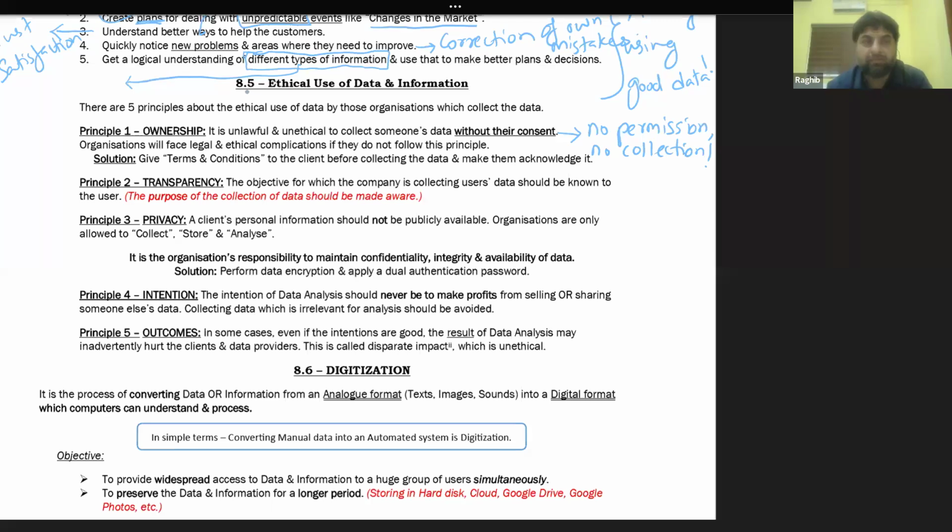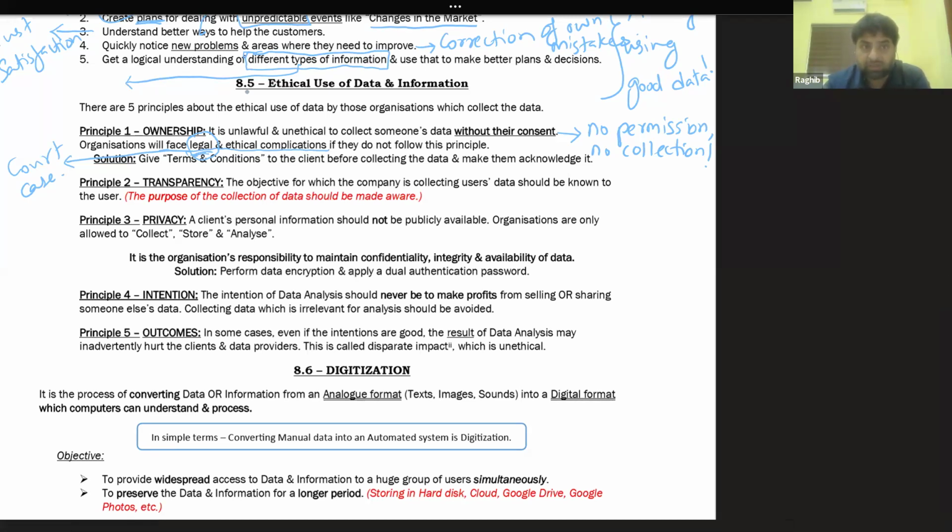So, as in the second line I have mentioned, organizations will face legal and ethical complications. Organizations are going to face the court. There can be court cases if you are trying to steal the data. That means if you take the data from someone without their permission, without telling them or even asking them, organizations will face legal issues if they do not follow this principle.